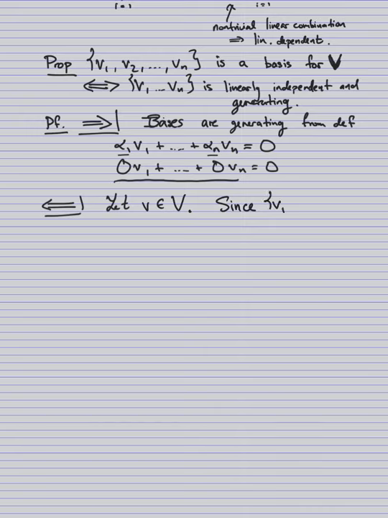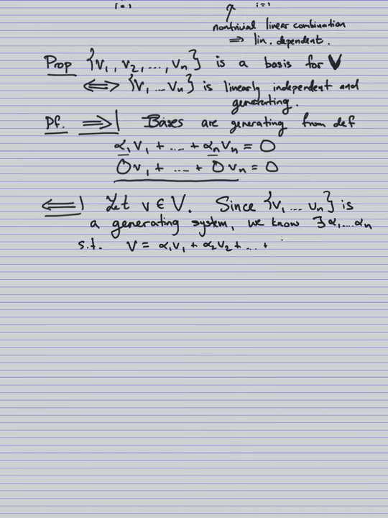v1 up through vn is a generating system, we know there exists some alpha 1 up through alpha n so that v is equal to alpha 1 v1 up through alpha n vn. Okay, and now we have to show that it's unique.